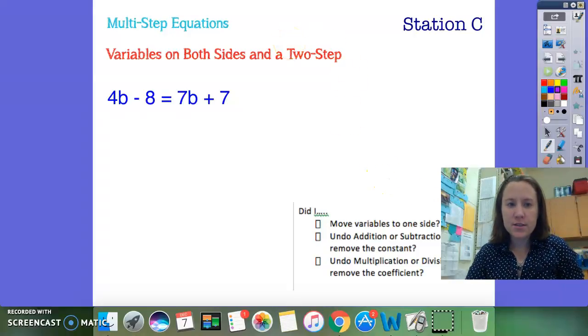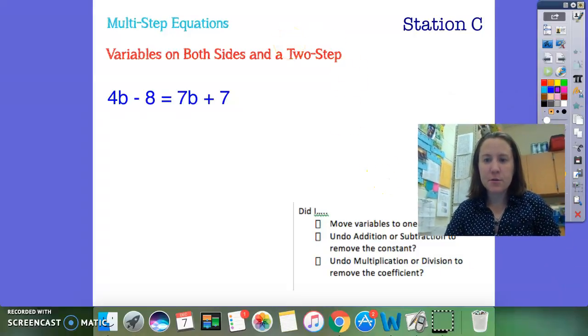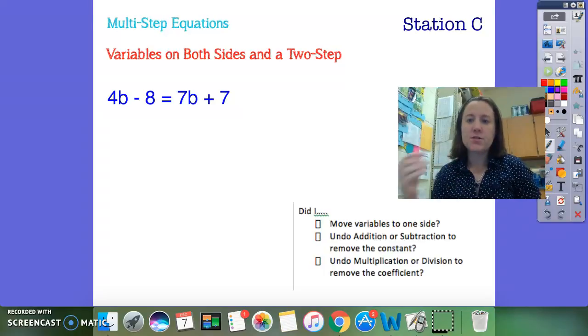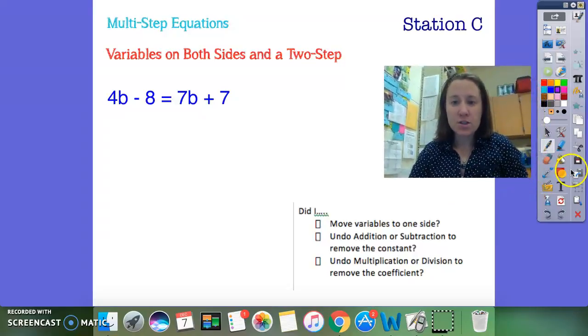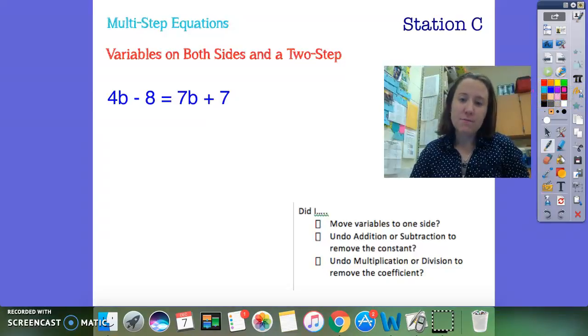Alright guys, your third station is multi-step equations that involve variables on both sides, or when I have an x or whatever letter I'm using to represent a number on the left and the right side of the equation. And this is new. We haven't done something in class that's similar to this. It's not like the other two stations where we really had already done distributive property and combining like terms with expressions, and we were just applying it to equations. This is new.